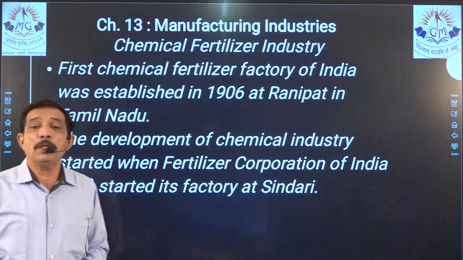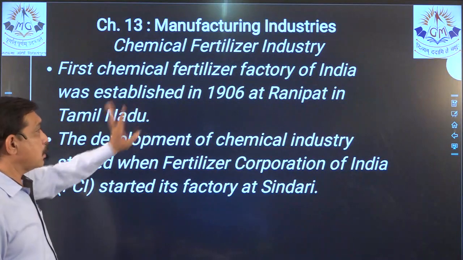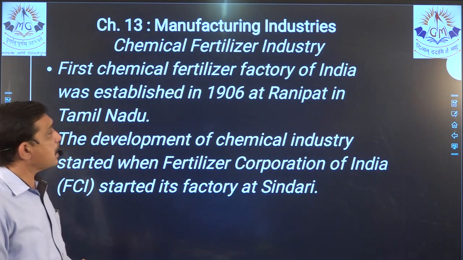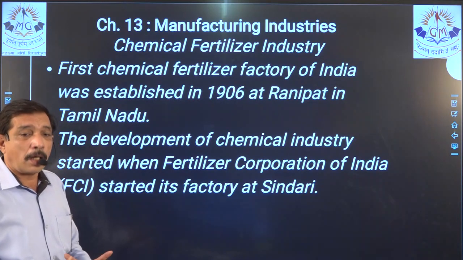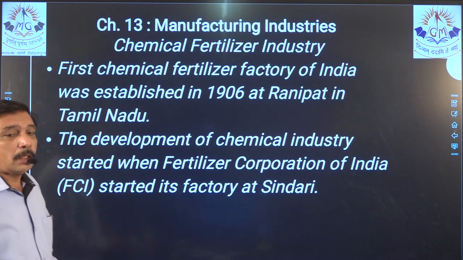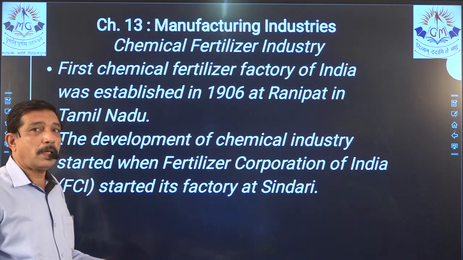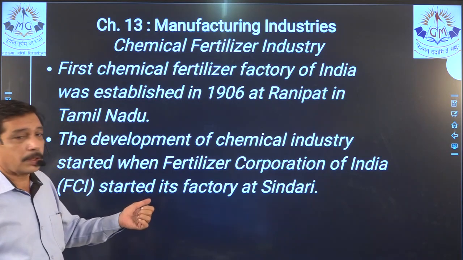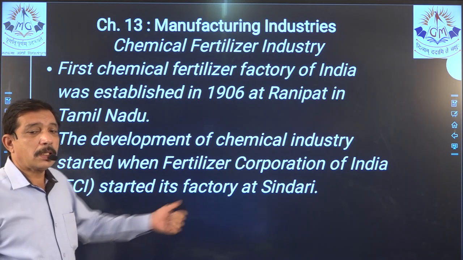Now we come to chemical fertilizer. First chemical fertilizer industry. This is MCQ. The first chemical fertilizer industry of India was established in 1906. Where? Ranipet. Where? Tamil Nadu. The development of the chemical industry started when? This is also MCQ. FCI, that is Fertilizer Corporation of India. And where is it? Sindri.